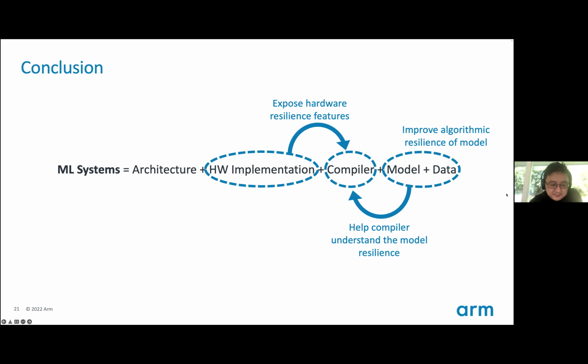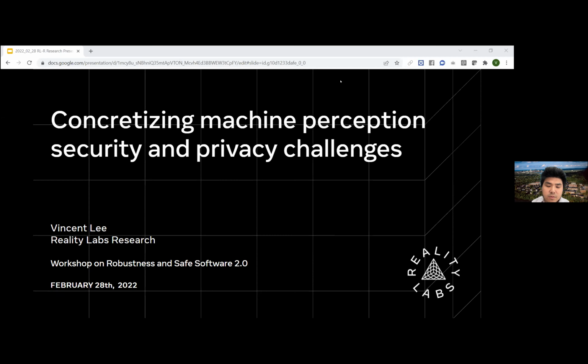All right, so thanks, Paul. And then we'll move on to the second talk in the session, and that's going to be from Dr. Vincent Lee, who is a research scientist at Reality Labs Research, part of Meta, I guess. And he is primarily interested in software hardware co-design and applied security and privacy for machine perception. And today he is going to tell us about concretizing machine perception, security, and privacy challenges. So Vincent, go ahead, and looking forward to the talk.